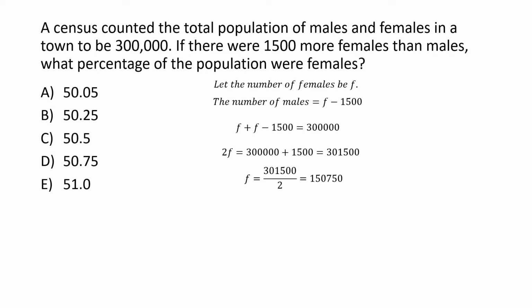This is still not the final answer because we are asked about the percentage of the population, right? This is just the number of females. So to obtain the percentage, we divide this by 300,000 and then multiply by 100. And these are, again, fairly large numbers involving 6 digits. If you do all the math right, the final answer we get is 50.25.